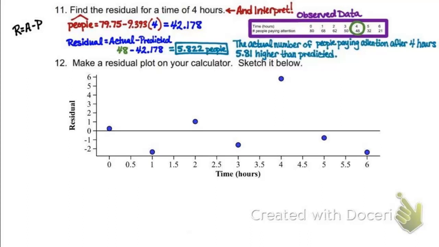Based on this, though, do you think a linear model is a good fit for this data? What is it about the residual plot? We already know our R squared is really high, like 99%. What is it about the residual plot that would lead you to say that it's probably a good fit? Points are scattered. There's no discernible pattern to it. It just kind of looks like random scatter.